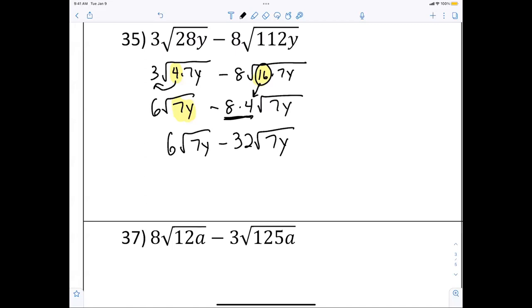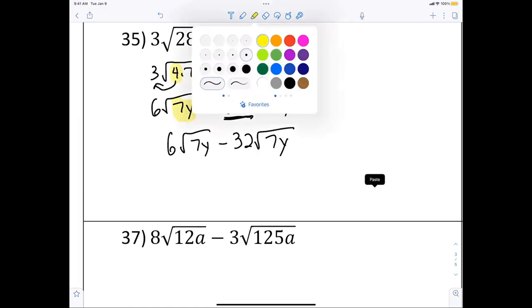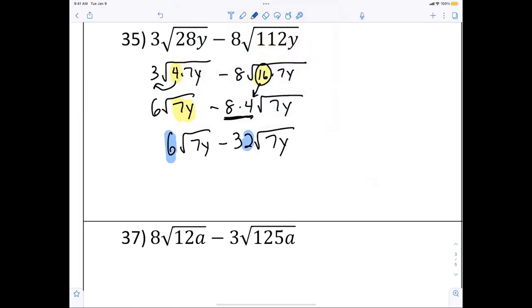Subtract. Yes. So you got to tell me. And it's 16. Well, come on now. 6 minus 32. That's 26. Negative 26 radical 7y. Anybody have any questions? So again, if there's a radical 7 over here, there's probably a radical 7 over here. That's helpful, breaking it down.